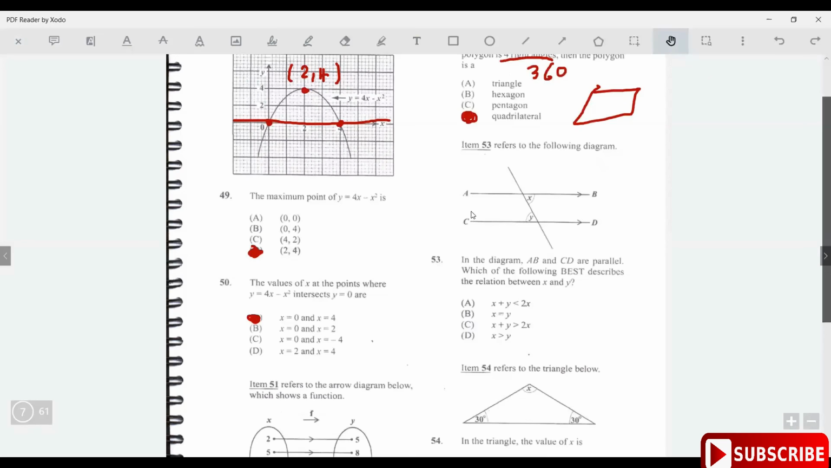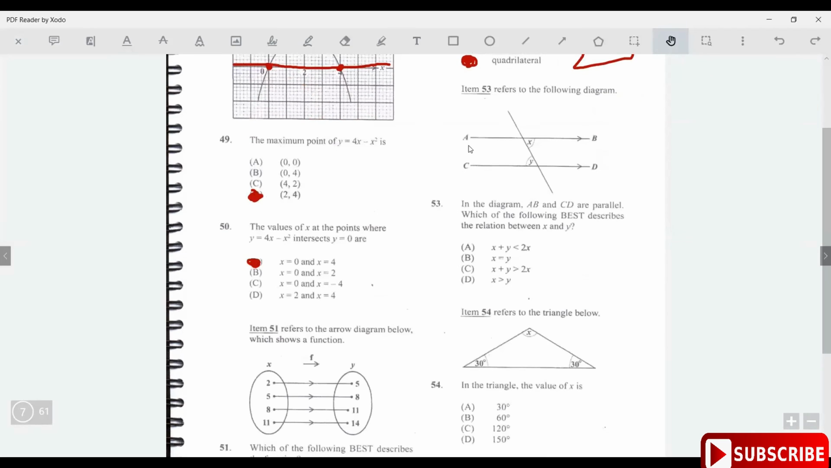Question 53. In the diagram above, AB and CD are parallel lines. Which of the following best describes the relationship between X and Y? Since these are parallel lines, then this is a transversal line, and so angle X is equal to angle Y by Z angles. Easy question.